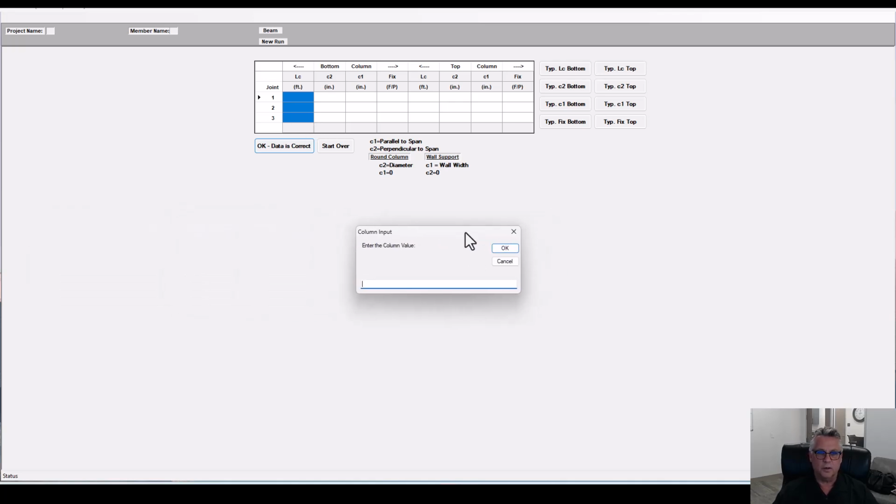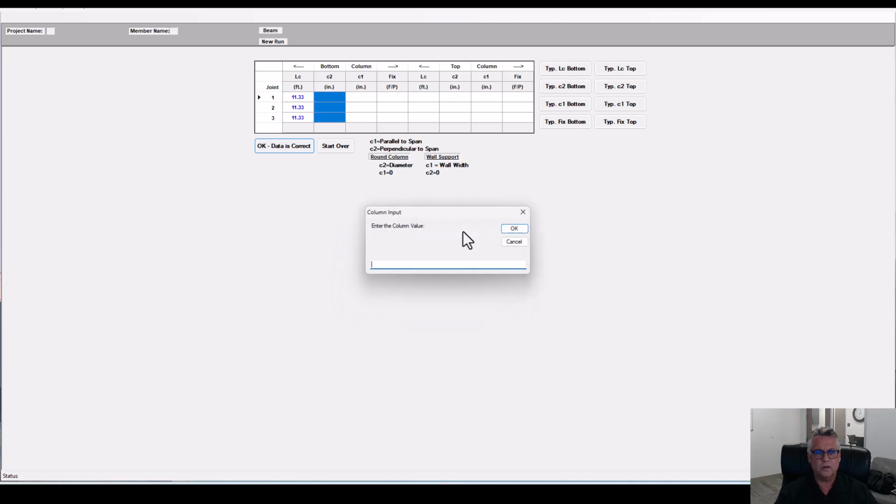I opened it up on the screen to my left, so that's where this window is popping up. 11 foot 4 is the column bottom dimension. It's also the column top dimension. The C2 column, the C1 is 24 by 24.